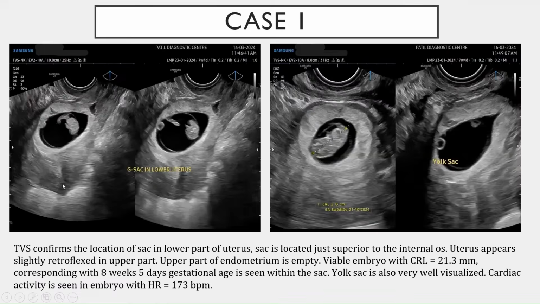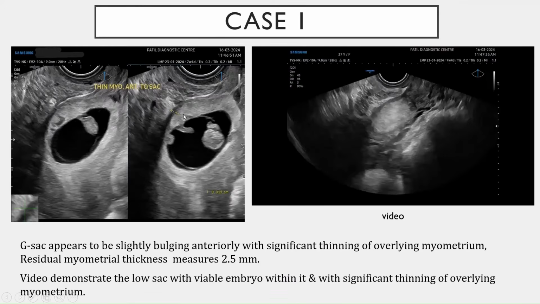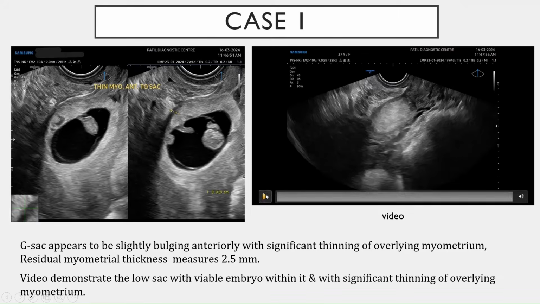as seen here. So we did the TVS, and TVS confirms the location of sac in lower part of uterus just superior to internal os. Then a single viable embryo with the CRL 21.3 millimeter, which corresponds with 8 weeks 5 days gestational age, is seen within this sac. The yolk sac is very well seen. Cardiac activity is also visualized with the heart rate of 173 beats per minute.